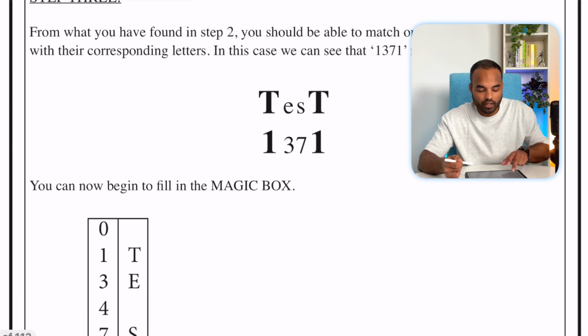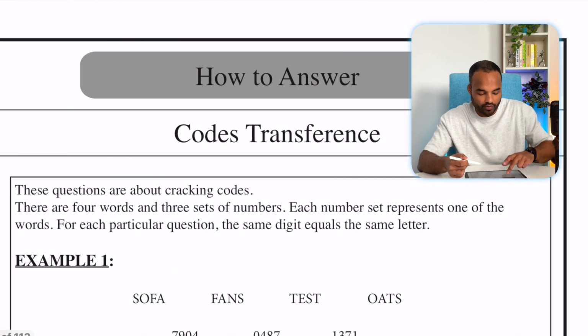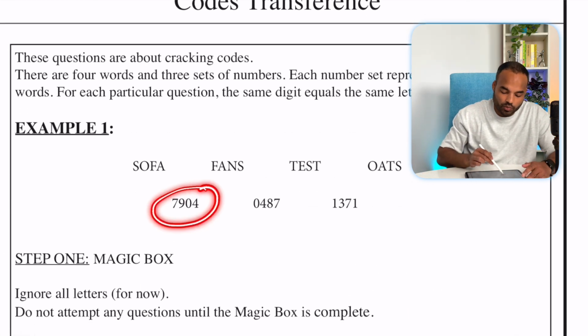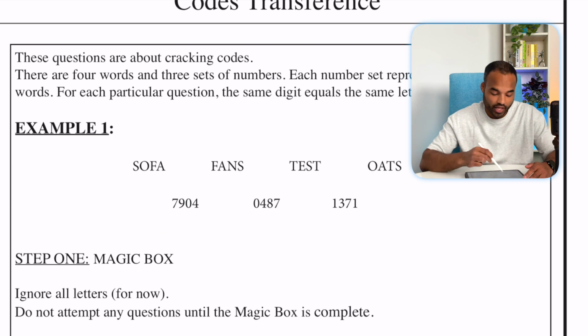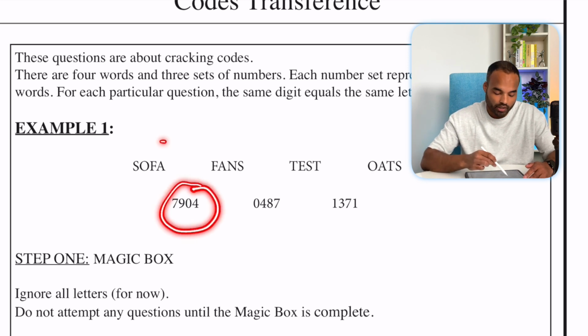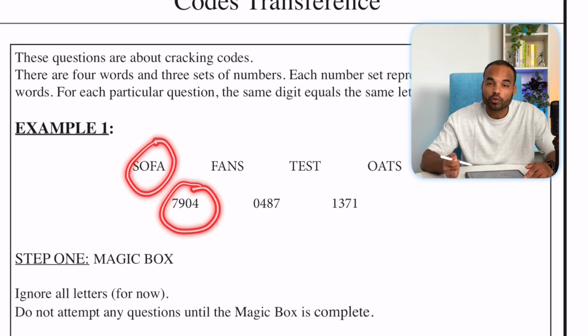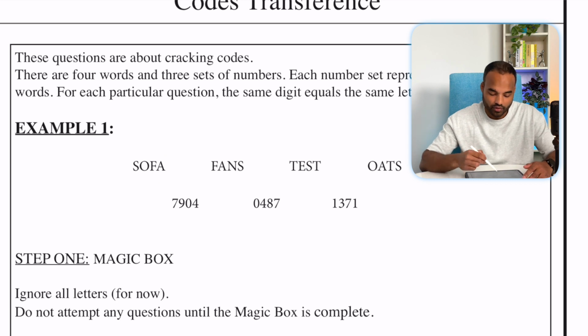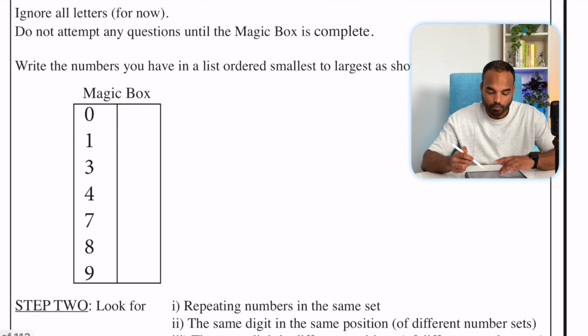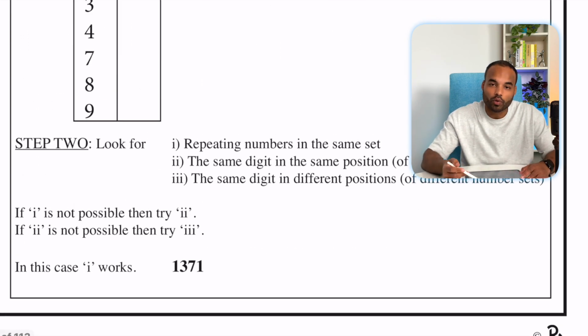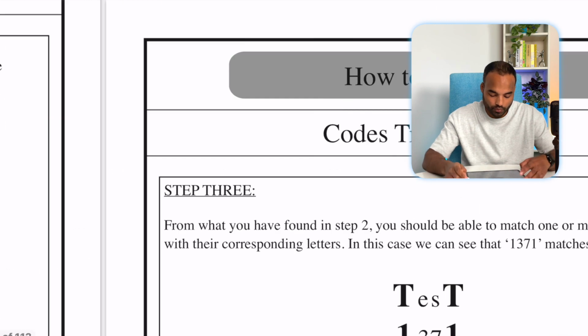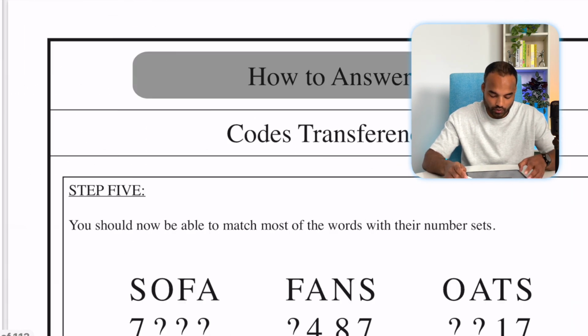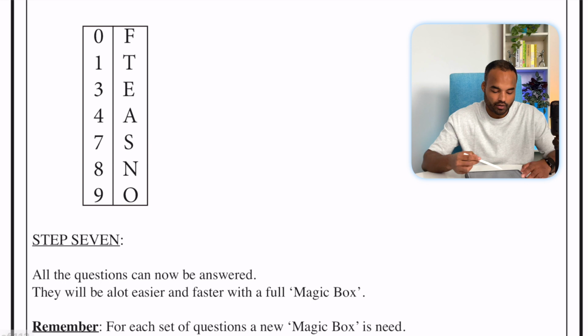If you go back to the number codes, you'll see that we have a number code that starts with 7, and there's only 1, so this 7904 must be for sofa. We also have only 1 code that ends with a 7, 0487, so that must be the code for fans. Once again, you can come to your magic box and fill in all of the numbers and letters that you do know. We have done that below, and you can see our completed number box over here.